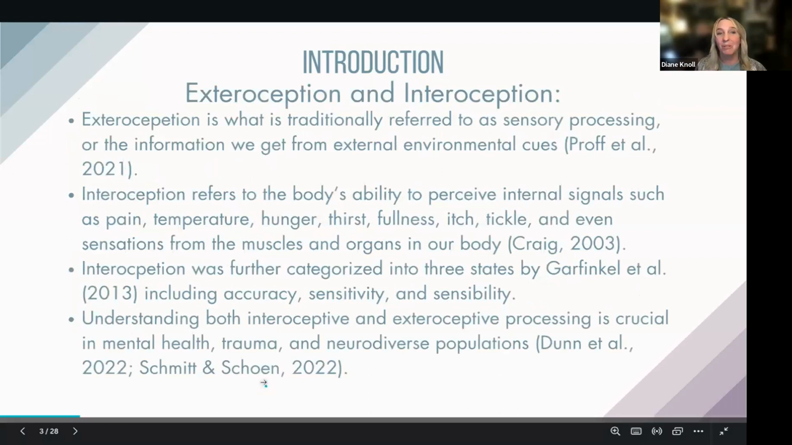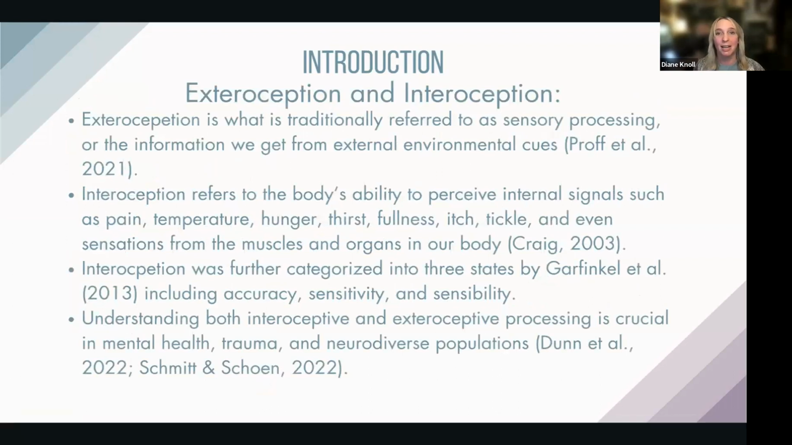To talk about what exteroception and interoception are, a lot of us might know the term interoception, but exteroception is not something I commonly saw before I started doing research. Exteroception is what we would traditionally refer to as sensory processing. It's the information we get from all our external environmental cues. Interoception refers to the body's ability to perceive internal signals, things like pain, temperature, hunger, thirst, fullness, itch, tickle, and even sensations from our muscles and organs in our body.